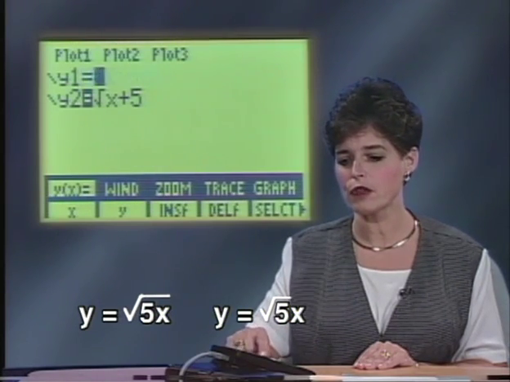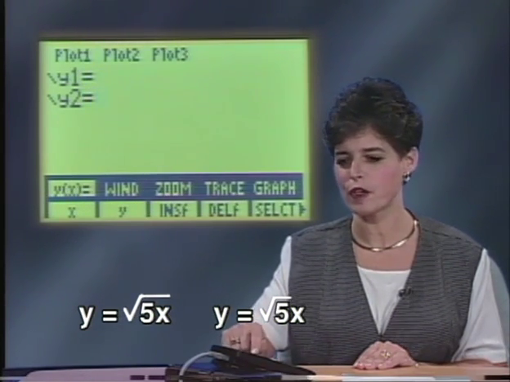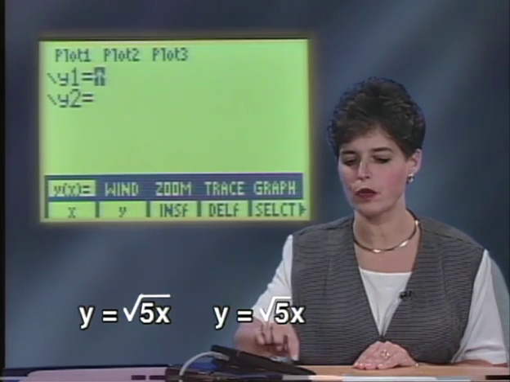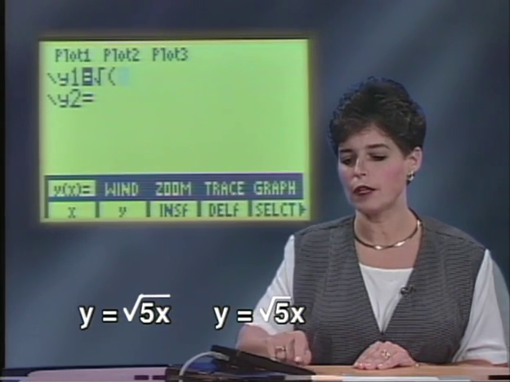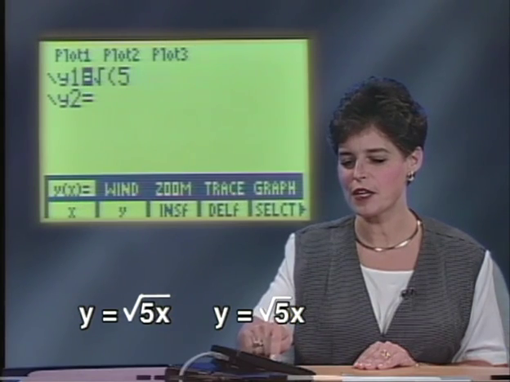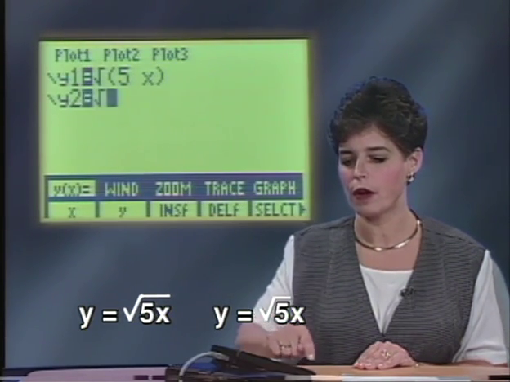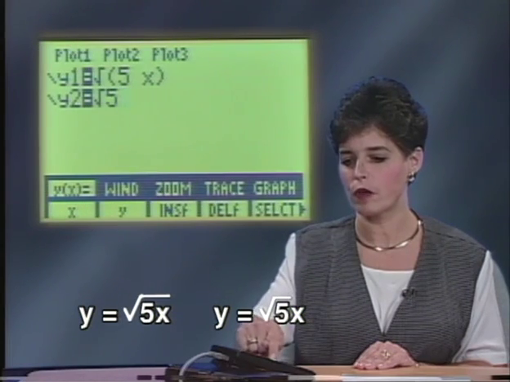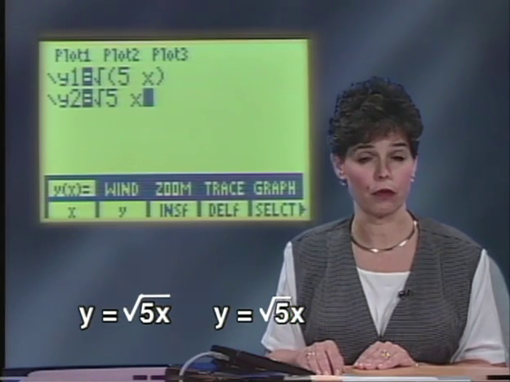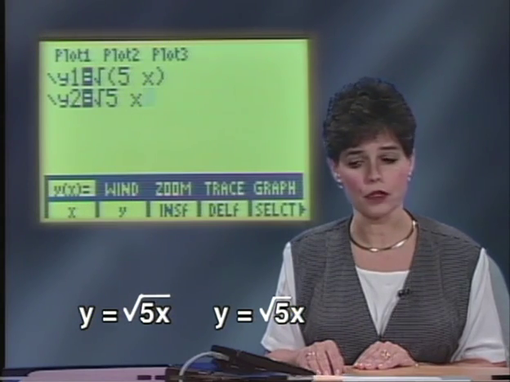So let's clear this function. Clear the other one, move on up again, do your square root symbol. First of all, let's use parentheses with 5x, and next the square root of the 5x without parentheses. Now they don't look that different right here, but let's see what happens when we graph.